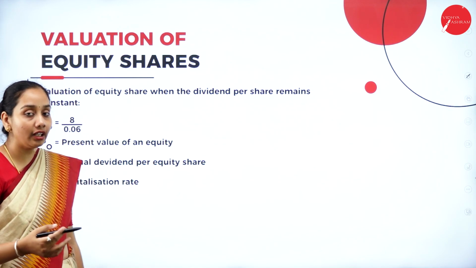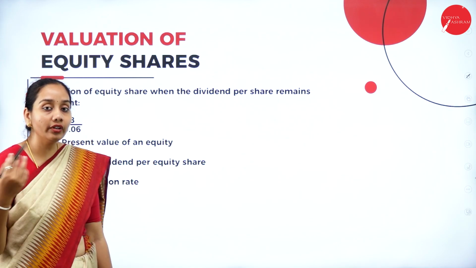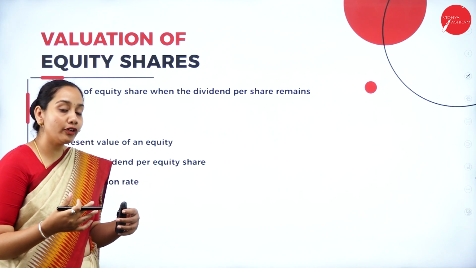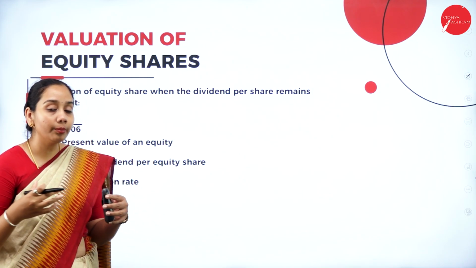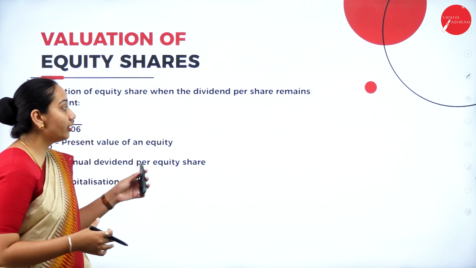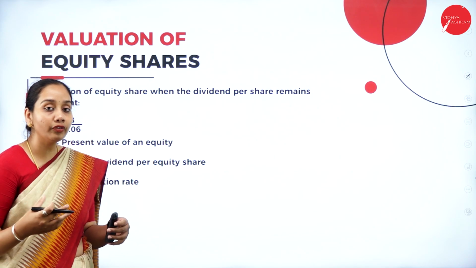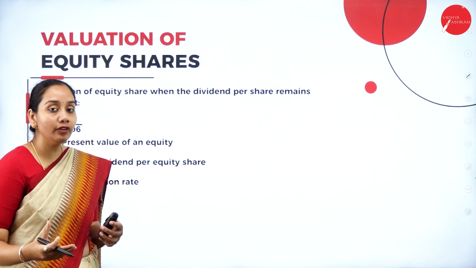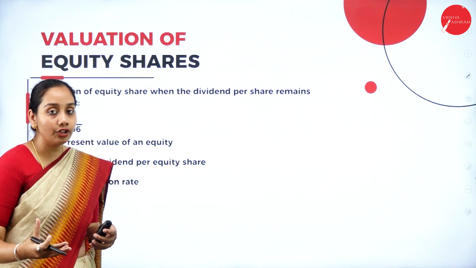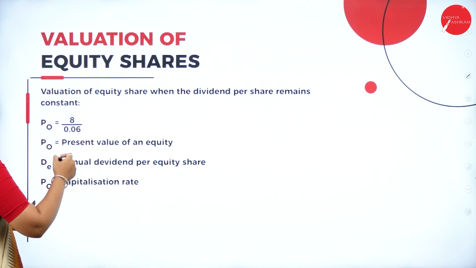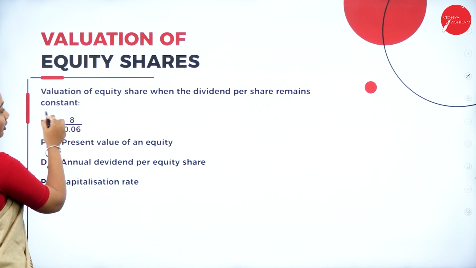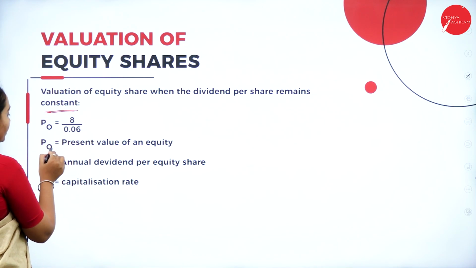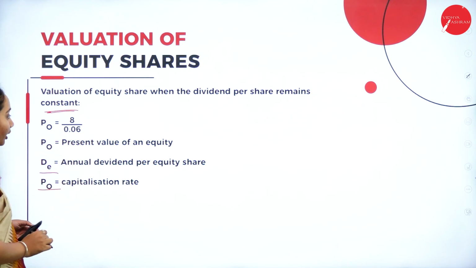Then next we are going to talk about the valuation of equity shares. You know that equity shares are called ownership shares. They do not have as many preferential rights as compared to the preference shareholders, but equity shares are also an important type of share capital raised by a joint stock company for meeting their financial needs. Okay, so valuation of equity shares when the dividend per share is going to remain constant. The formula will be P0 is equal to D divided by KE.